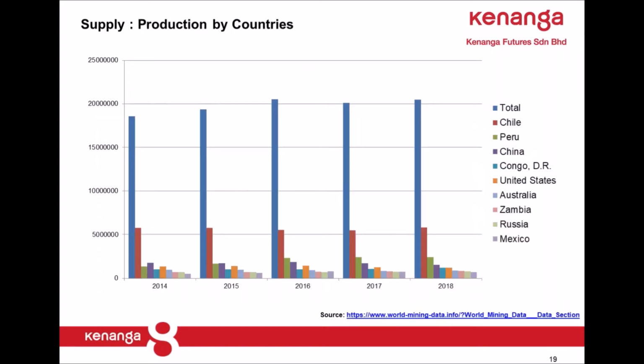Okay, this is the production by country. As you can see, the blue line is total global production, followed by a few countries, the top 10 countries, primarily led by Chile, Peru, and China. Chile is the top, where there is a huge margin difference between Chile and the rest of the producing countries. So Chile is the leading production country and also the leading exporting country for copper.